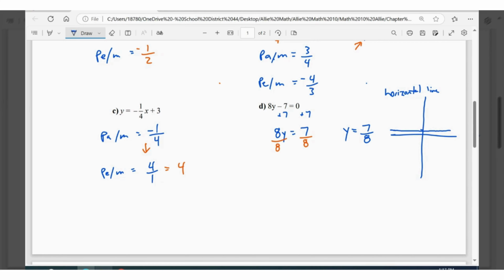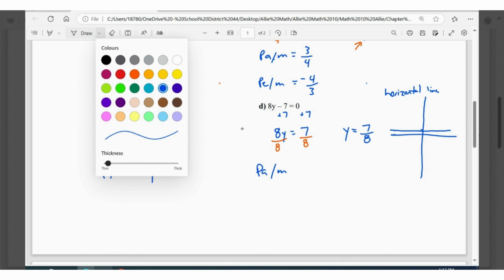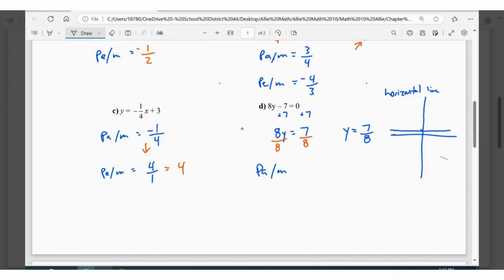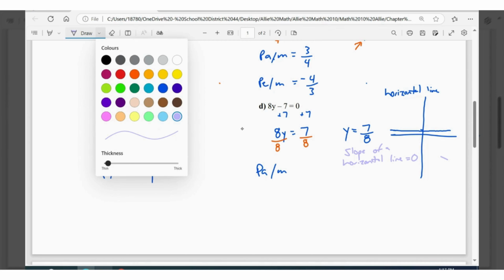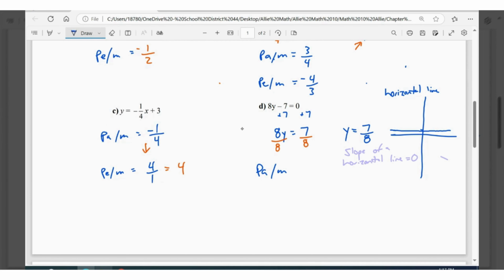Okay, and as you'll recall, the slope of a horizontal line equals 0. So the same slope to make it parallel would just be 0. It could be up here, the slope is still 0, it'd be parallel to our horizontal line.